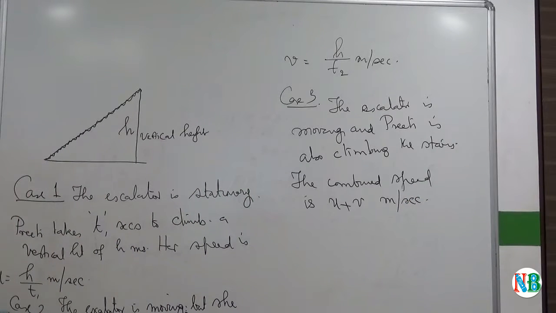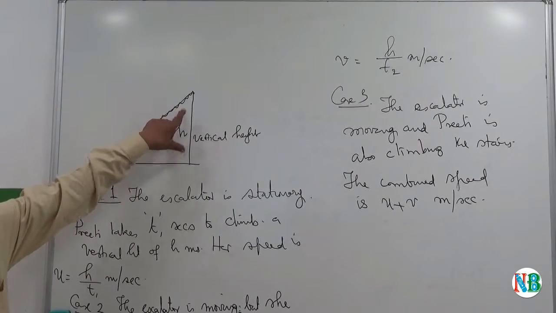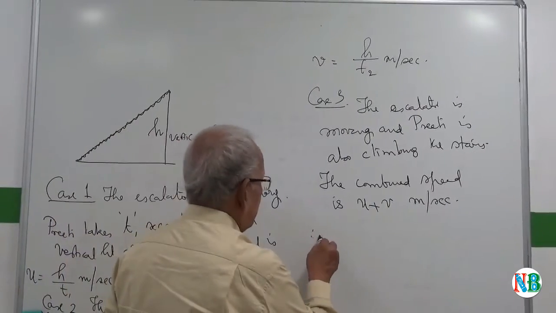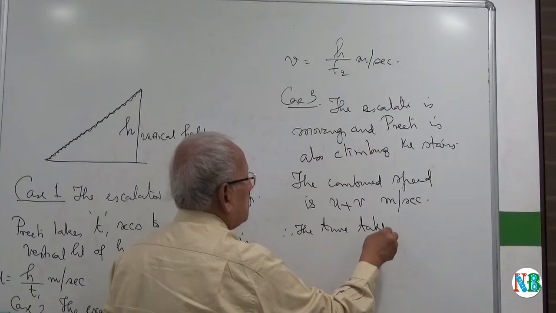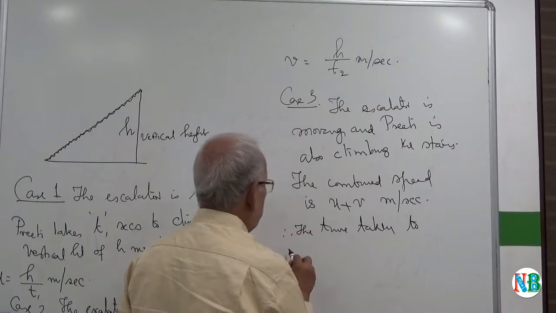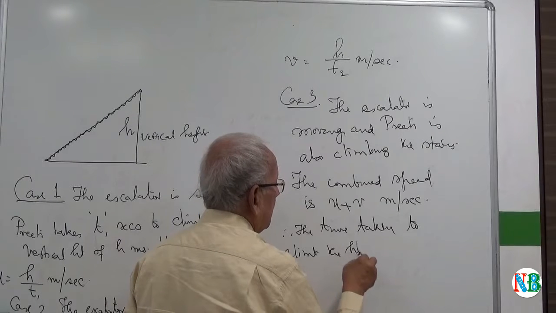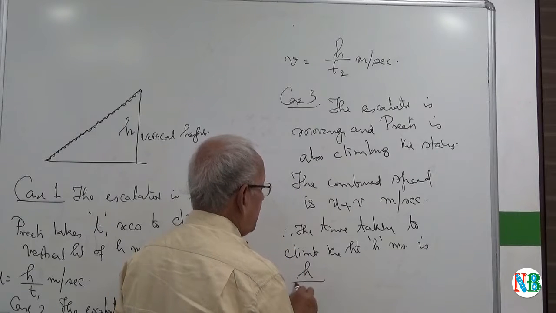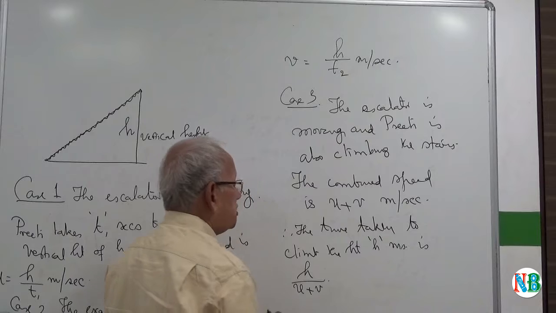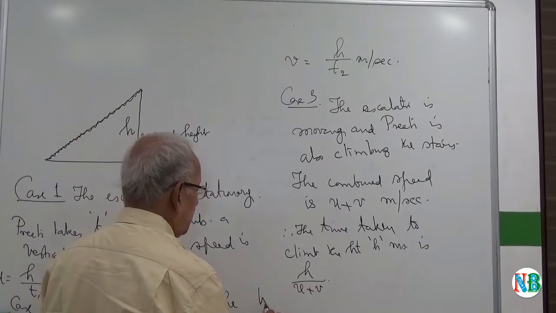Now let's look at it. Now the speed is known. The vertical height climbed is h. So what is the time taken? Therefore, time taken to climb the height h meters is h by u plus v. So this is what you are asked to find. So what is it that you know?